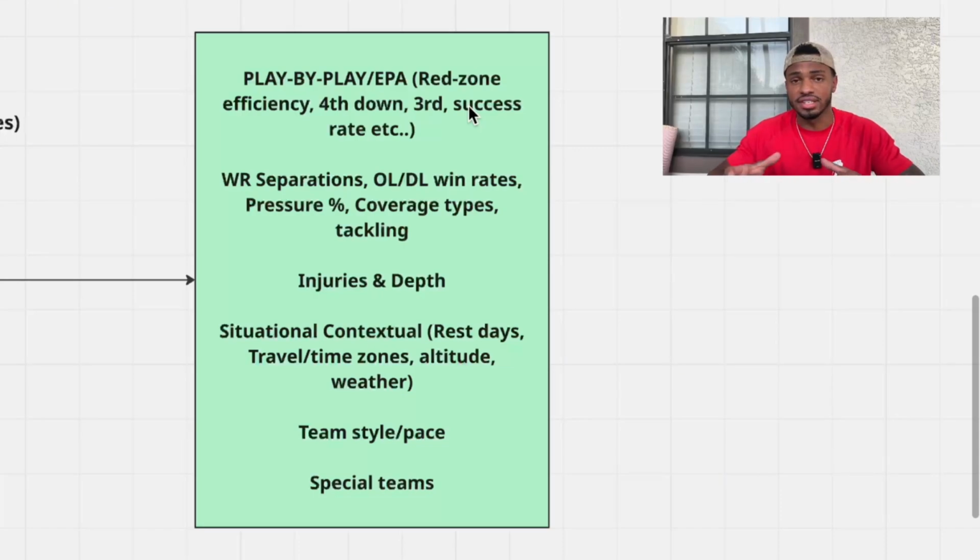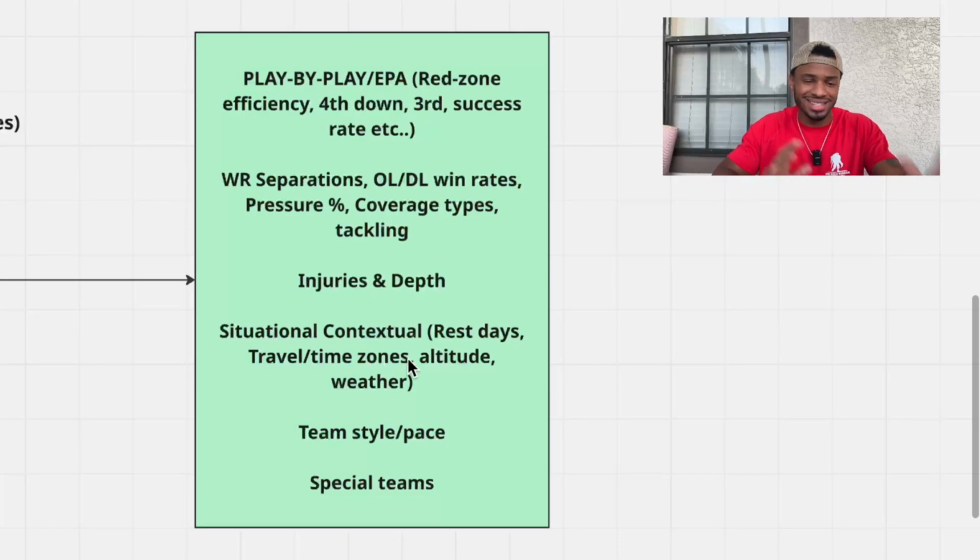These are all statistics that we have for each team that I'm going to start to employ into the model. We're going to have wide receiver separations, we're going to have O-line versus D-line win rates, we're going to have pressure percentage, coverage types, tackling efficiency for each team. All of this is going to be added to the model so we can make better predictions on who we think is going to win. Injuries and depth, a huge one as the season continues to go on. It's already week 5 and it feels like so many key players are injured for every single team. This is going to be a huge one that we need in the model ASAP.